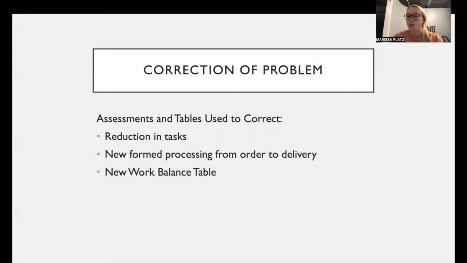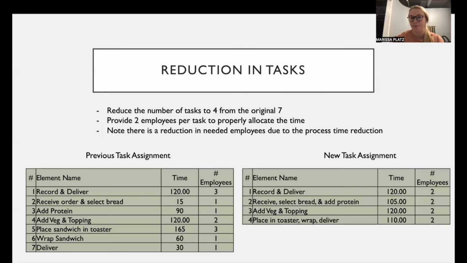When we're looking at the correction of the problem, we're going to want to review a reduction in tasks and how many employees are doing those tasks. Look at the new process flow from order to delivery, so a new work cell and a new work balance table that will keep our processing time at 60 seconds and under takt time for each process, for each task.